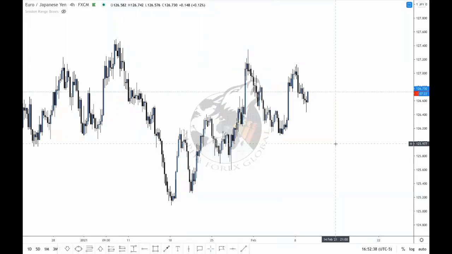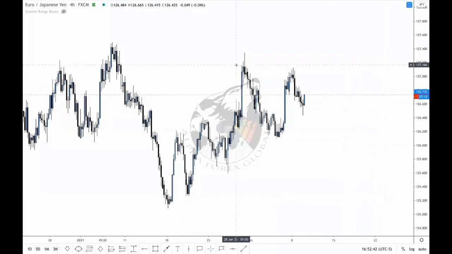Confluence in the market to get the perfect entries. So this is Euro JPY, right? And as norm, what you want to do is you want to see the trend.